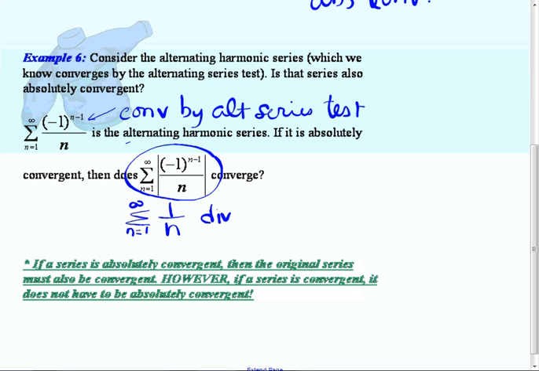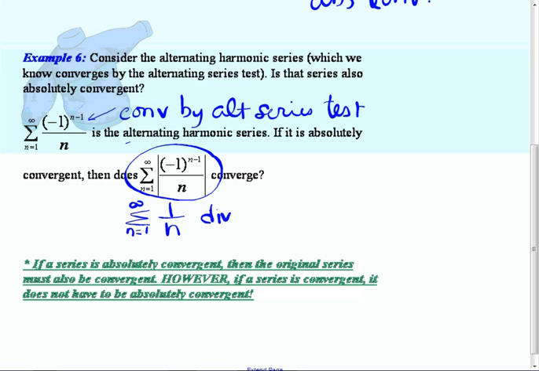Only way we know anything is if the absolute value converges, then the original one converges. If the absolute value one doesn't converge, I can't say one way or the other what happens to the original one. It's just not absolutely convergent, that's all. I know that's a hard theorem because you have to think about that one a lot.